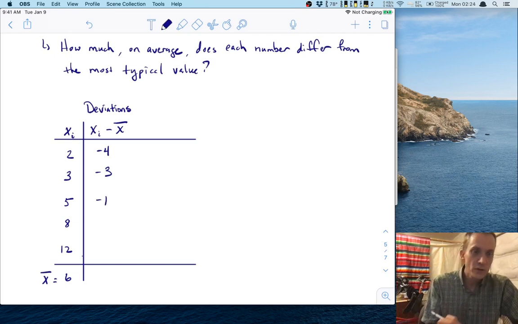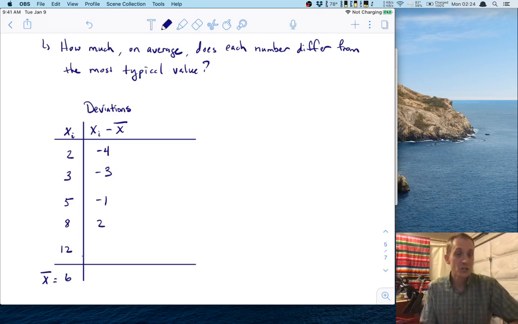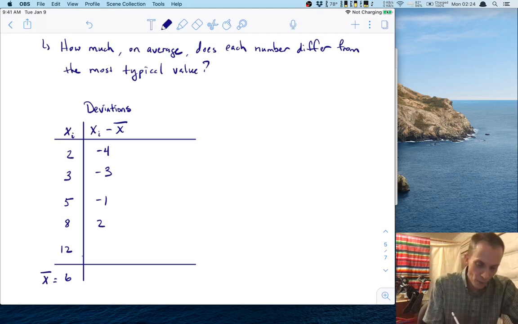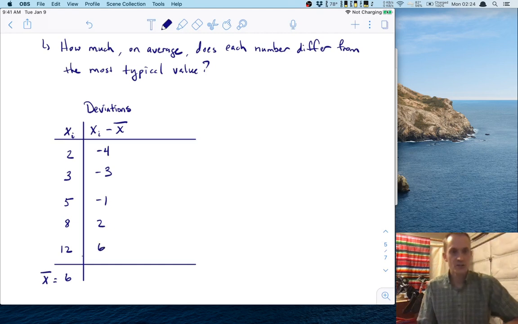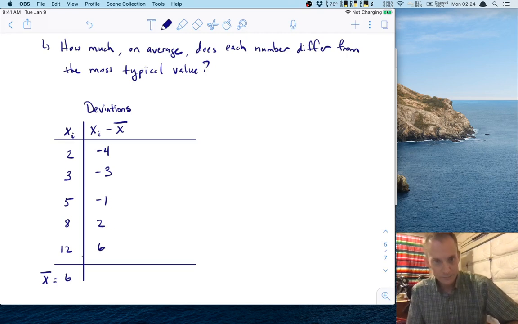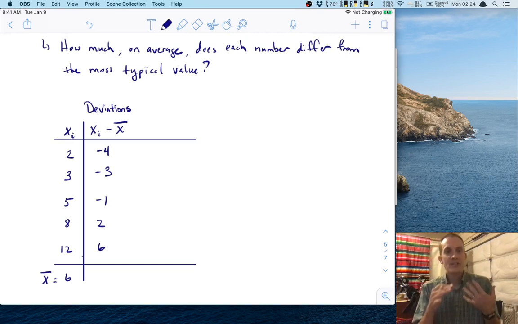And I just continue doing this all the way through. 8 minus 6 would be 2. Notice the deviation is positive here. That means that data point is bigger than the mean by 2 units. And then finally, 12 minus 6 gives me a deviation score of 6. So these are my deviations. These are the differences from the mean for each of my data points.